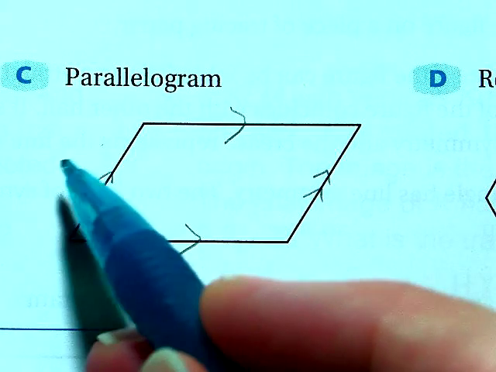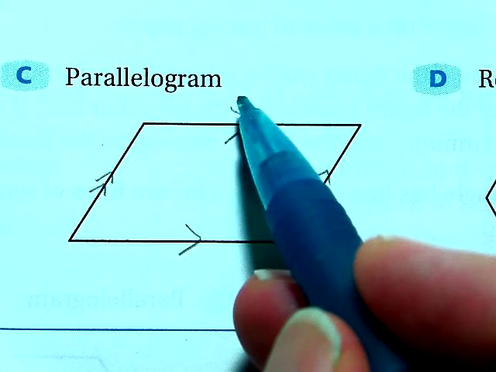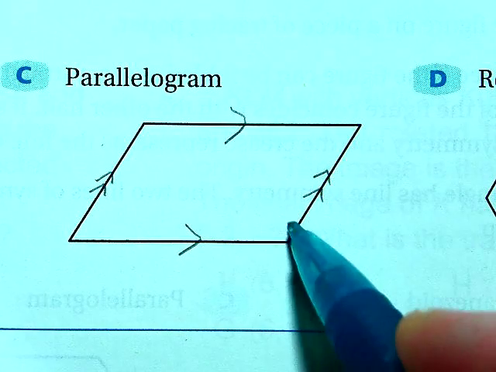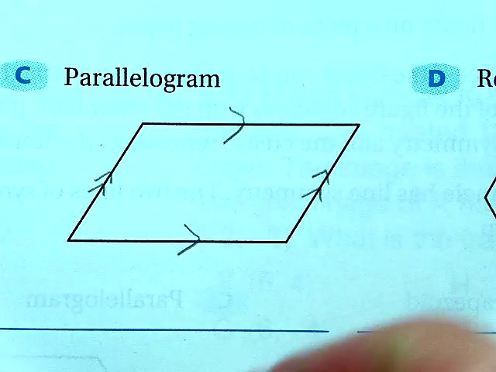So again, opposite sides are parallel, and these angles are not necessarily right angles. In this case, they definitely do not appear to be right angles. So you do not necessarily have right angles in a parallelogram.